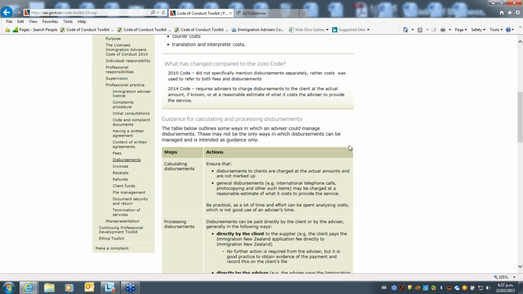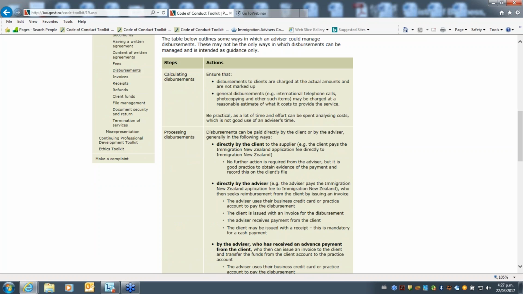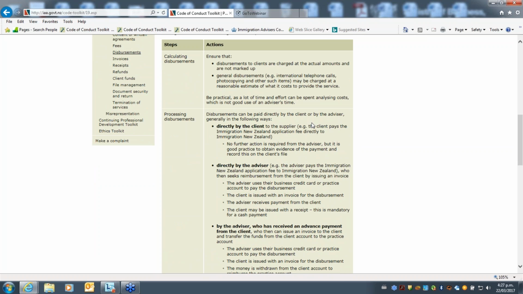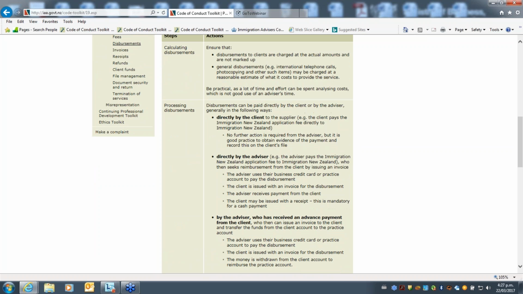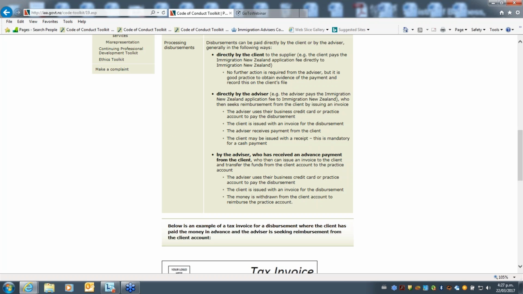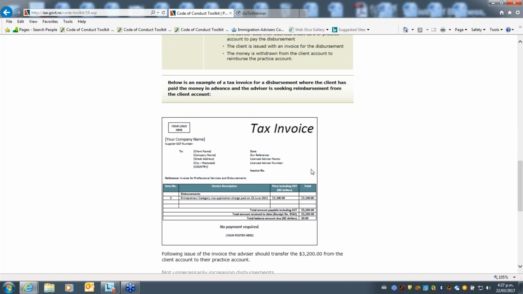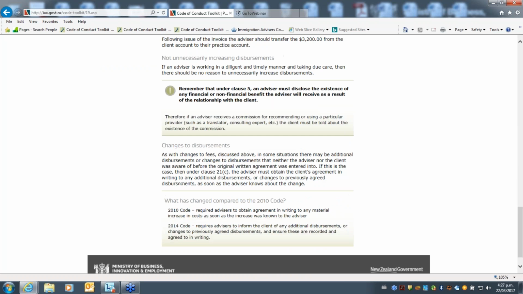So we've got some guidance here on calculating and processing disbursements, and these include the different ways that disbursements might get paid and how you might manage that. So feel free to come back to this if you think this is something you'd like to review. And we have an example of an invoice for a disbursement in our toolkit there.